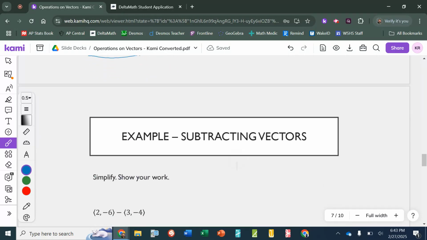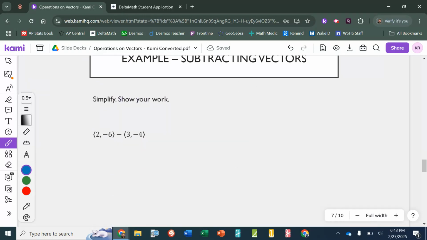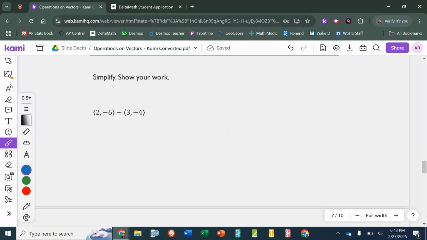Let's take a look at an example for subtraction. So here I have the vector 2 comma negative 6 minus the vector 3 comma negative 4. Again, I'm going to combine my corresponding components, or the first components of each vector. So I've got a new vector. I have 2 and I have 3. My indicated operation is subtraction, so I'm going to subtract.